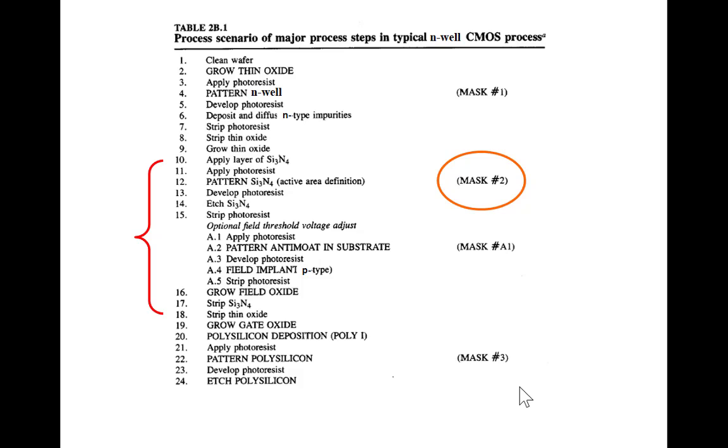Next thing we do is go to Mask 2. And Mask 2 defines the active area. And the active area is those areas that are going to become drains or sources or gates of the transistor. Apply silicon nitride, apply photoresist, pattern silicon nitride, develop photoresist, etch silicon nitride, strip photoresist, grow field oxide, strip silicon nitride, strip thin oxide. So a lot of steps along here.